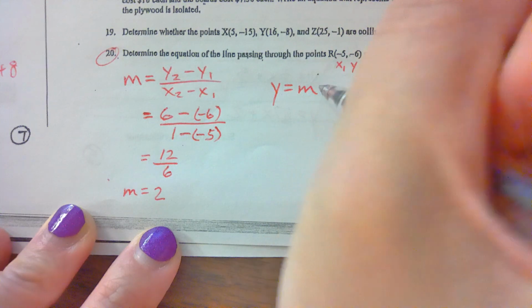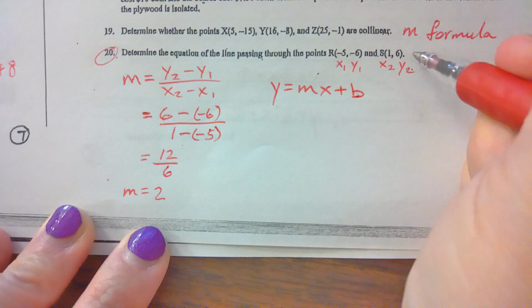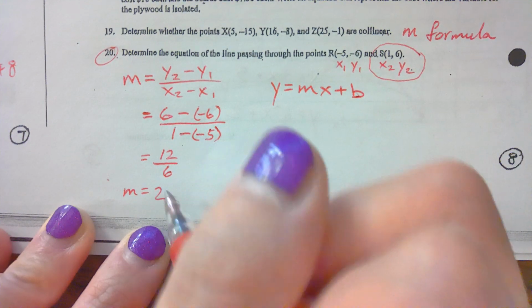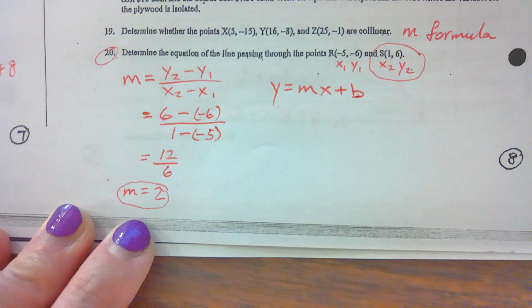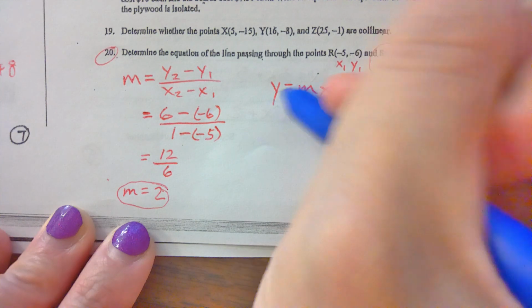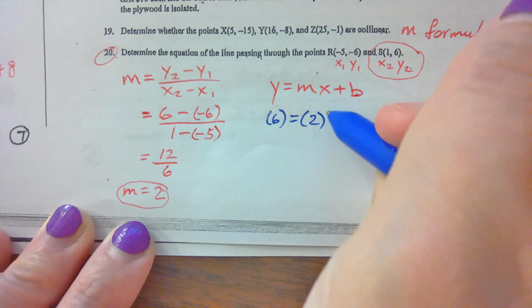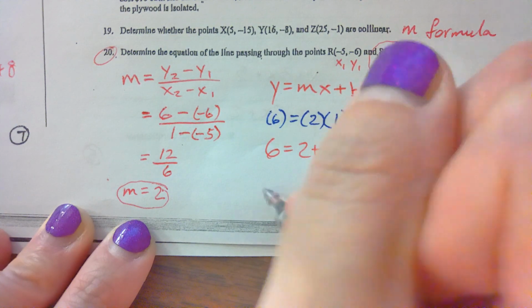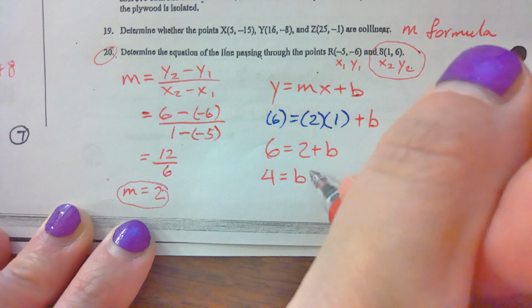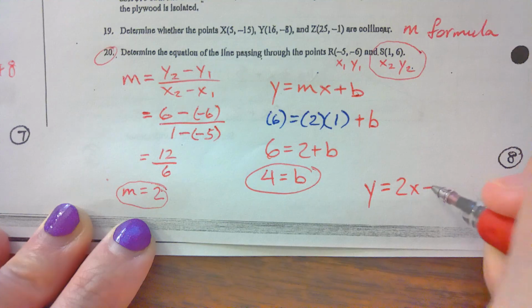Y equals mx plus b. I'm going to substitute one of these points. This point looks nicer, so I'll choose this one. And this m. I'm going to put it all in y equals mx plus b. So y is 6, m is 2, and x is 1, and I'm going to solve for b. When I do that, I get 2 plus b, so b is 4. Now I have m, I have b, so my equation is y equals 2x plus 4.